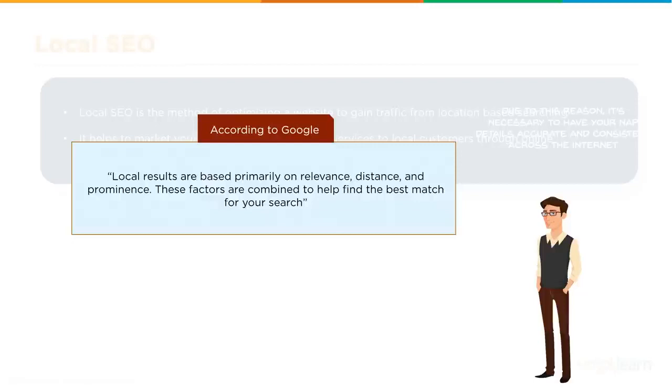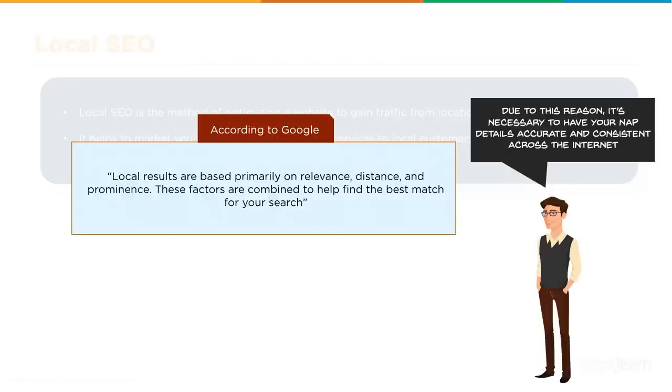So somebody typing in that plumber, or say that Italian restaurant, or any particular product or service is going to find local results, and you want to be there to meet that person when they're looking for your product or service. So that's the whole idea behind local SEO.